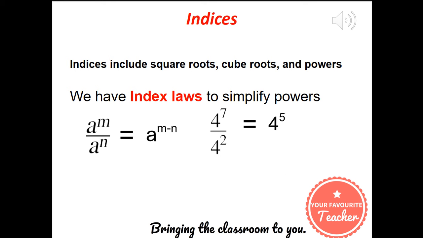So if we apply just some examples to it, 4 to the power 7 divided by 4 to the power 2, or 4 squared, would be equal to 4 to the power, and we say 7 minus 2, which is 5. A second example, 6 to the power 9 divided by 6 to the power 8 gives us 6 to the power 9 minus 8, which is 1, but we don't write the 1 above the 6, we just assume that 1 is there. So we just write the answer as 6.